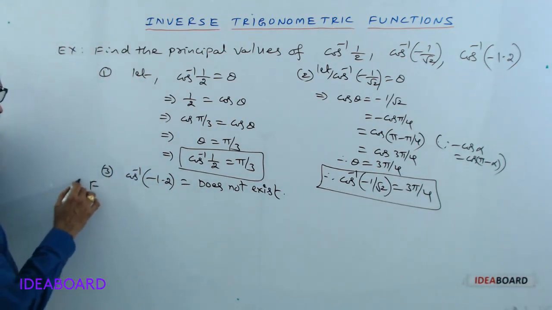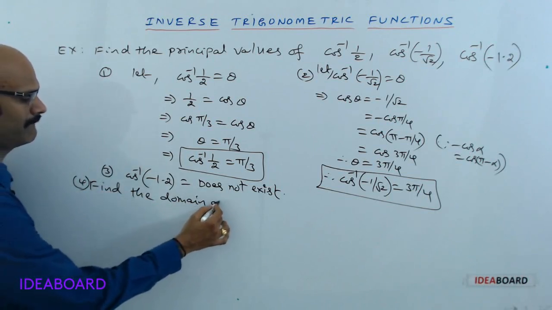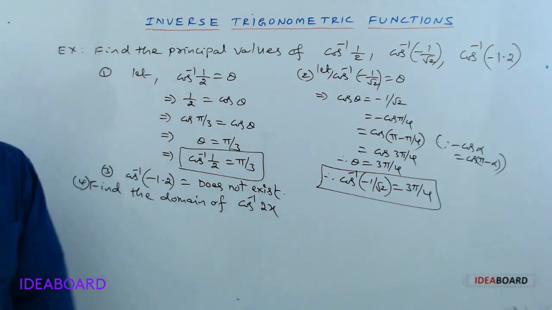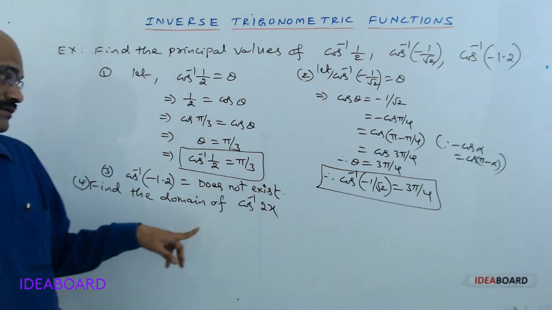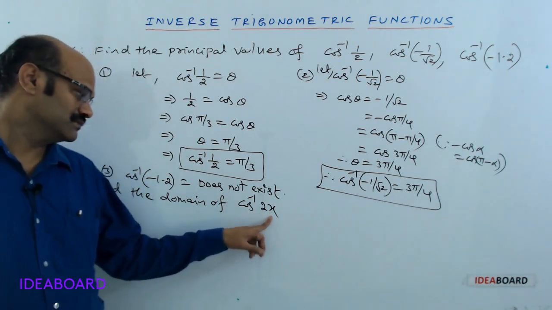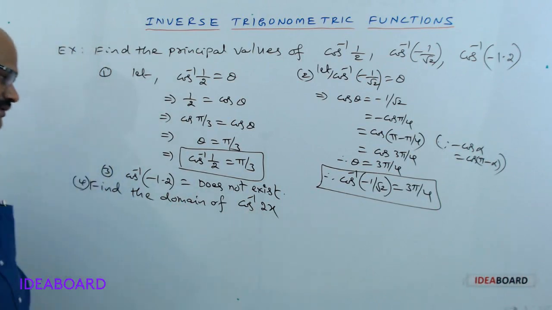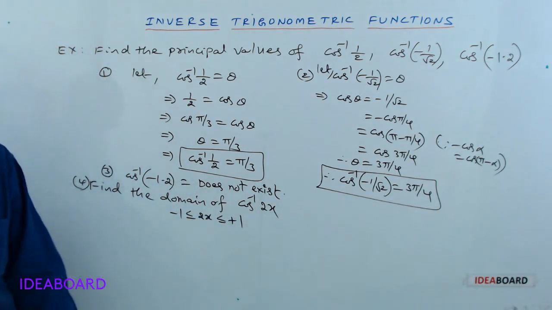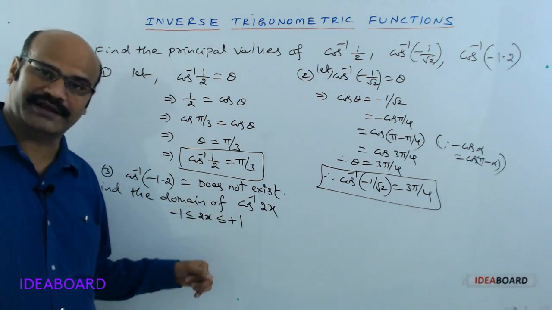Find the domain of cos inverse of 2x. We know that the value of 2x lies between minus 1 and plus 1. Here we have to find the values of x. So for that, first we should write minus 1 less than or equal to 2x less than or equal to plus 1. Domain means we have to find the values of x. Range means we have to find the values of y.